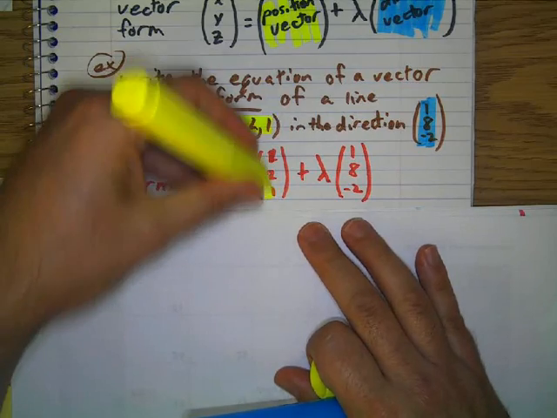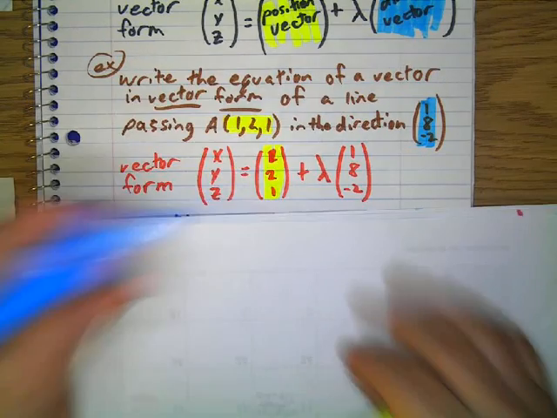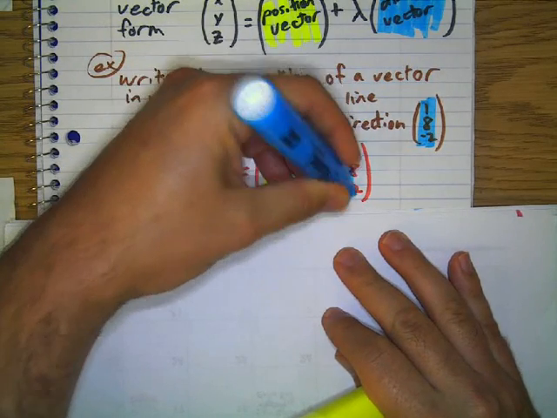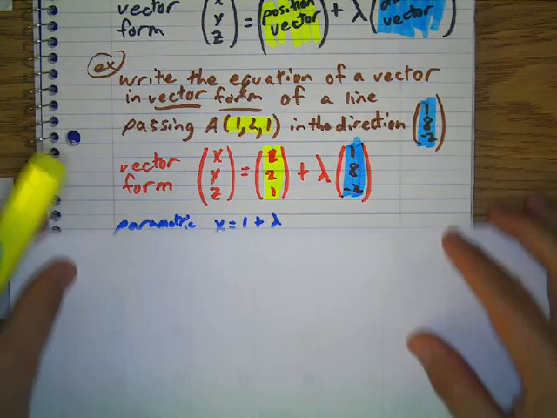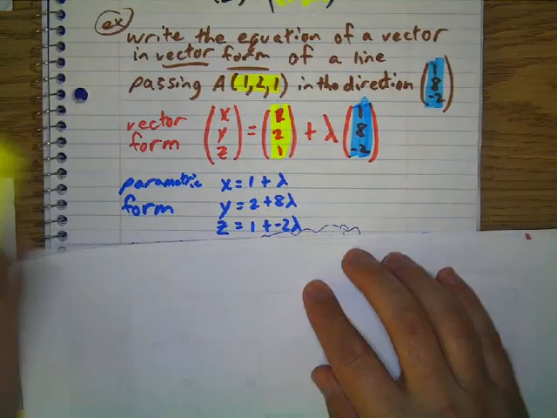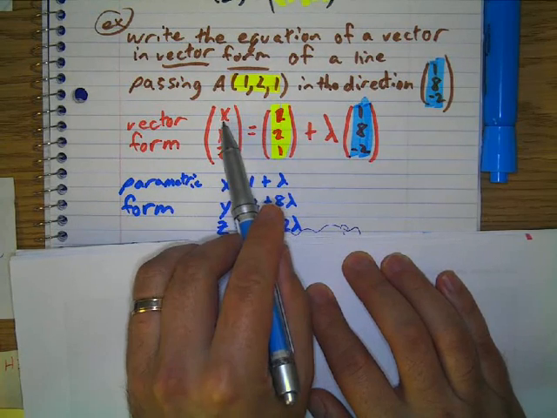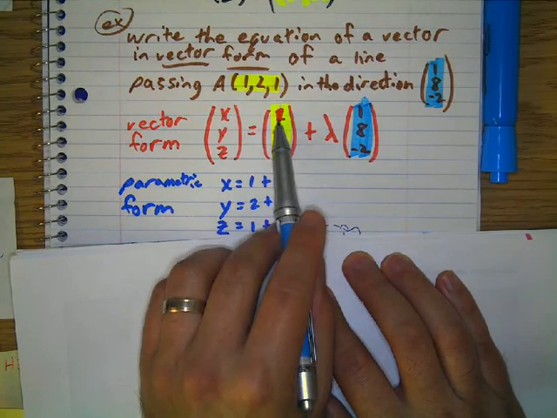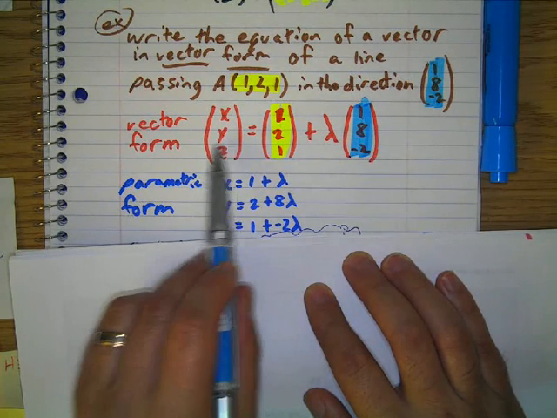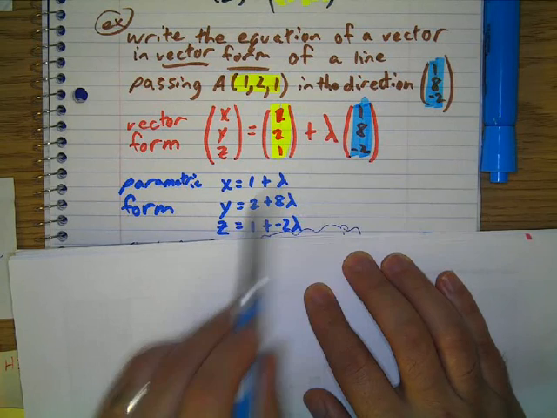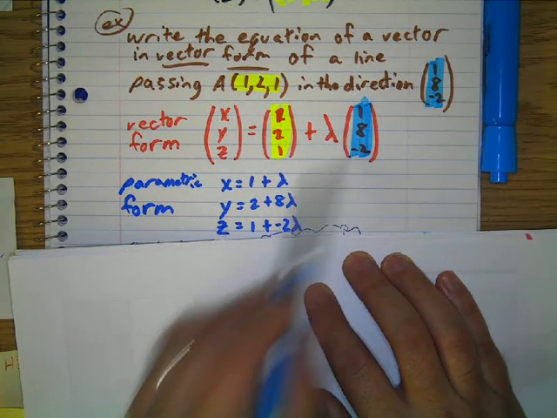In the homework, they may also ask you to put it in parametric form, and I'll show you how to do that in just a second. So to put it in parametric form, you just multiply the rows across. So we end up with, here the first row is x equals 1 plus lambda 1. There we go. y equals 2 plus lambda 8. And z equals 1 plus negative 2 lambda.